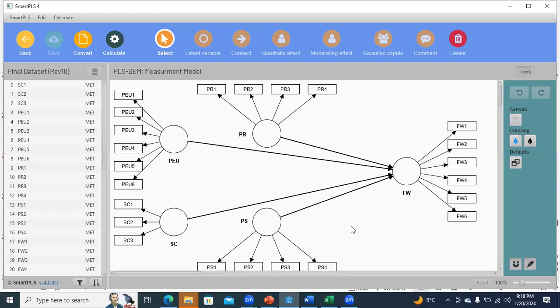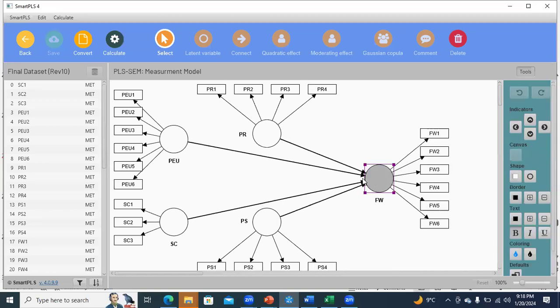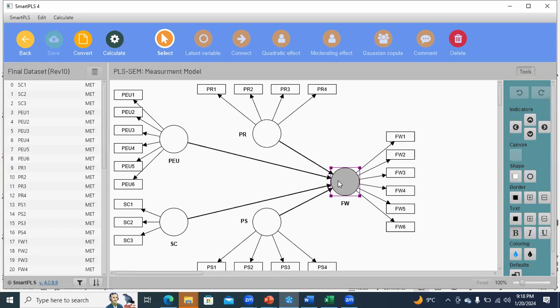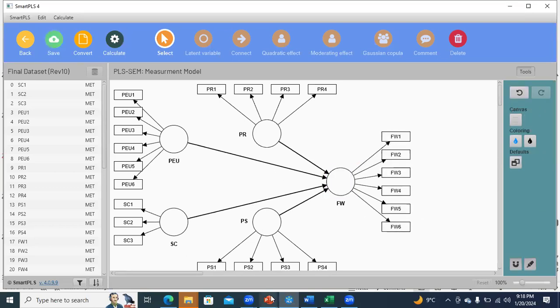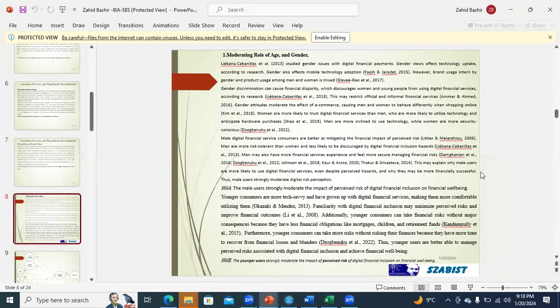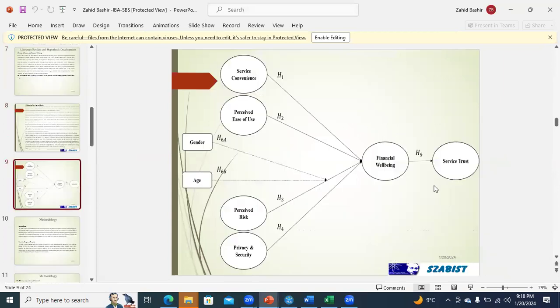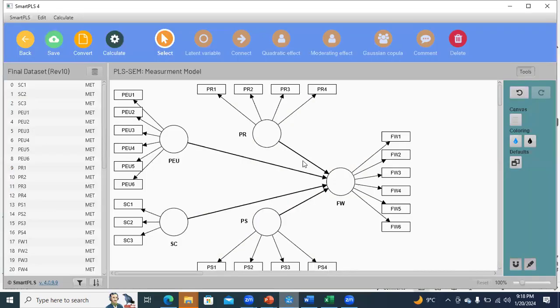Smart PLS considers mediation analysis very easily. For example, I need to consider FW as a mediator. If I see my model, it includes FW as a mediator, and our final dependent variable or endogenous variable is service trust. So we can say that these four factors are mediated by including this. So I can have a direct mediation.